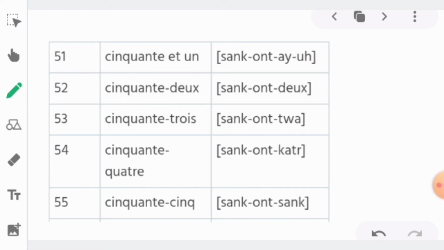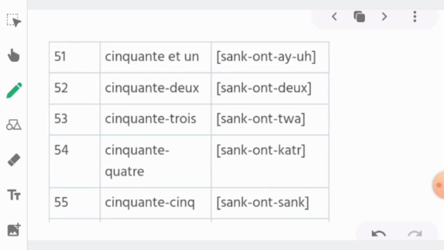Now तो 51 को हम बोलेंगे cinquante et un. You can see the spelling: cinquante et un. ओके, cinquante et un. और et को हम é बोलते हैं. Okay, now for 52 it will be cinquante-deux, and there is a dash in between. Next for 53 it will be cinquante-trois.